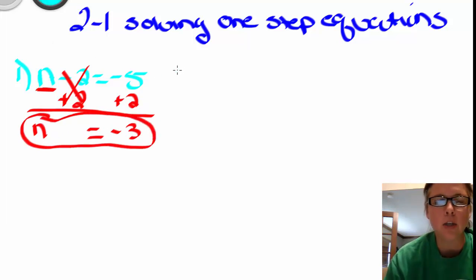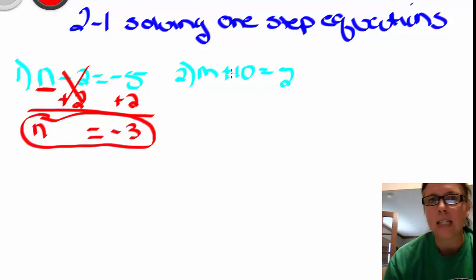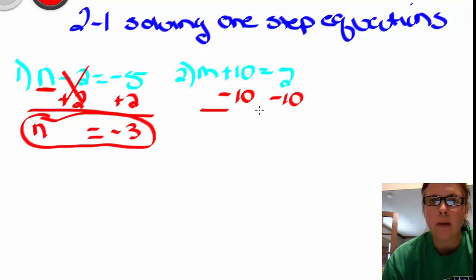Okay, number 2. m plus 10 equals 2. All right, so again, since it's plus 10, we do the opposite because we want to get rid of that. You should have had these the last few years, so this should be a refresher. Remember, what you do to one side, you do to the other. You need to show this step. Yes, you have to show it. You can put it in your calculator after that, but you have to show this step. So m, these cancel, equals 2 minus 10, which is -8.